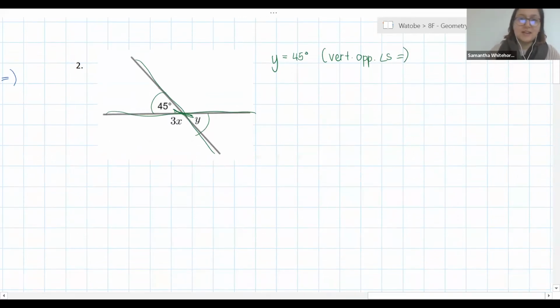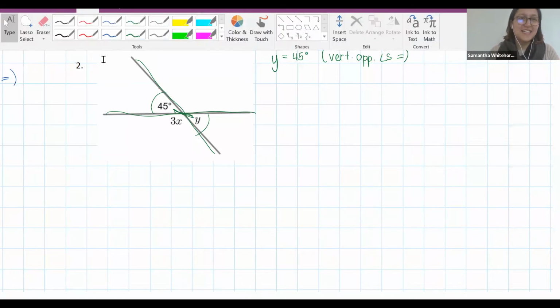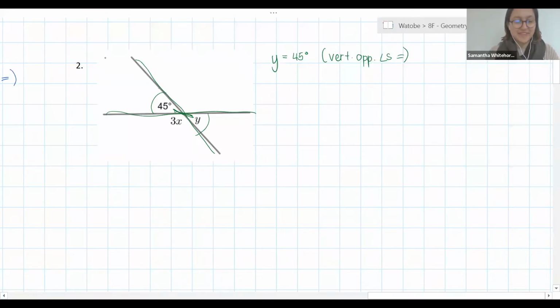Good, well done. Nkulumo, would you like to try X, or should I give another person a chance? Ma'am, I'd like to try X. Awesome, that's what I like to hear. You say 3x plus 45 is equal to 180.